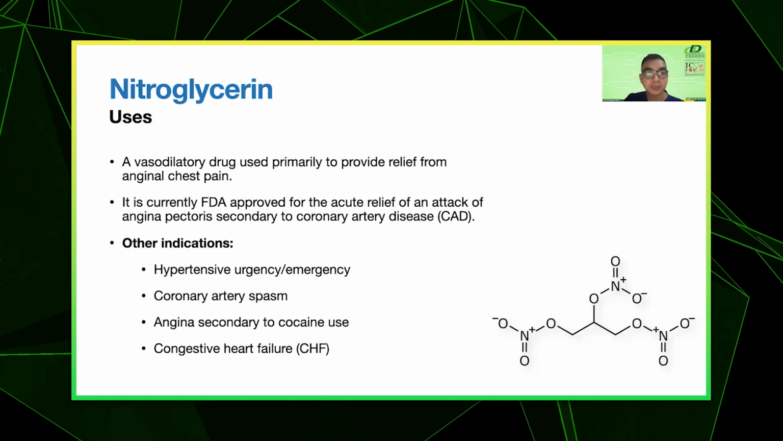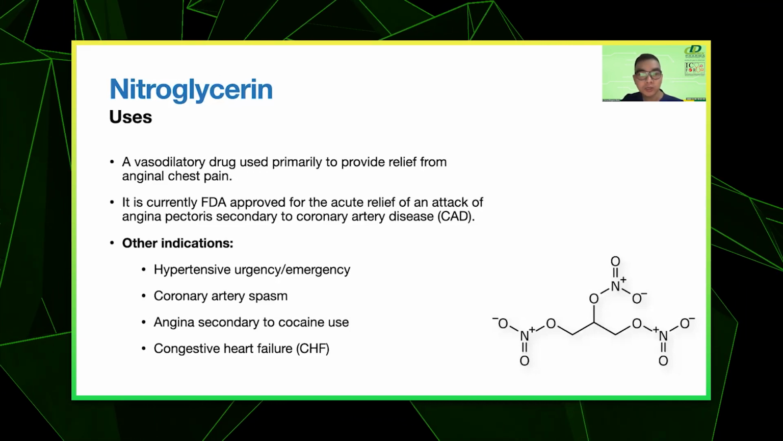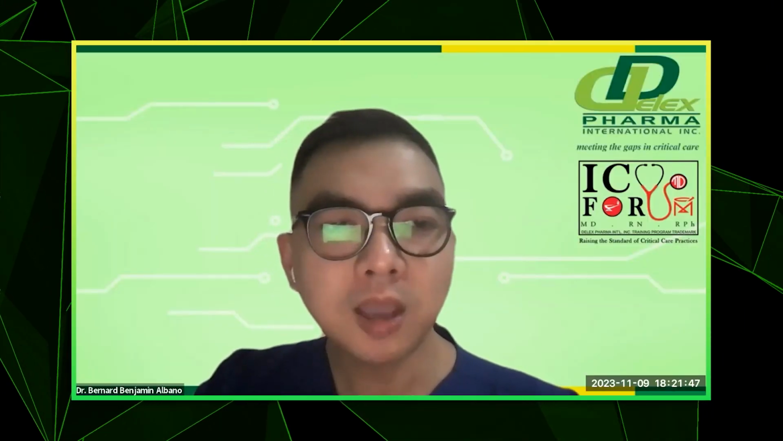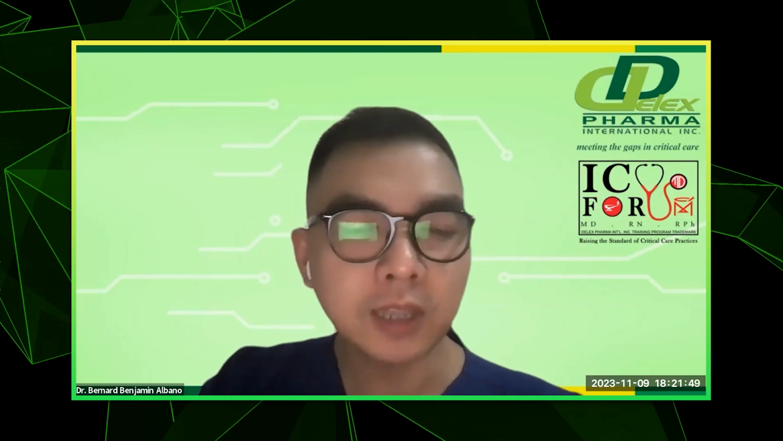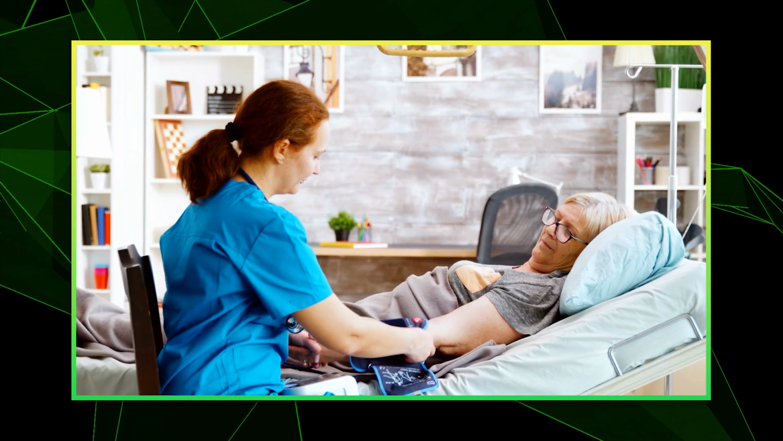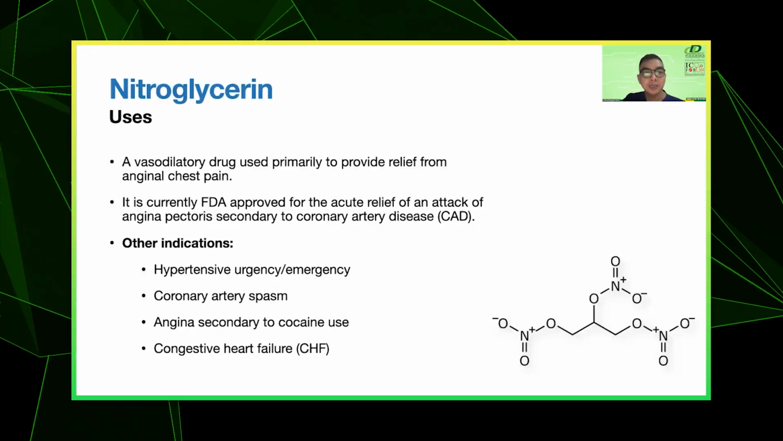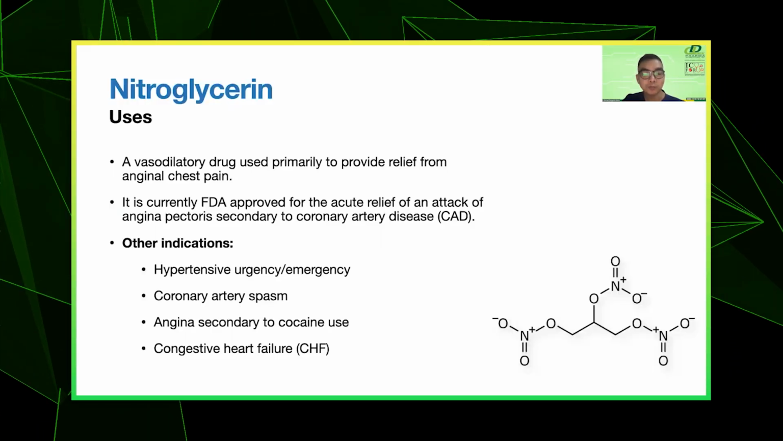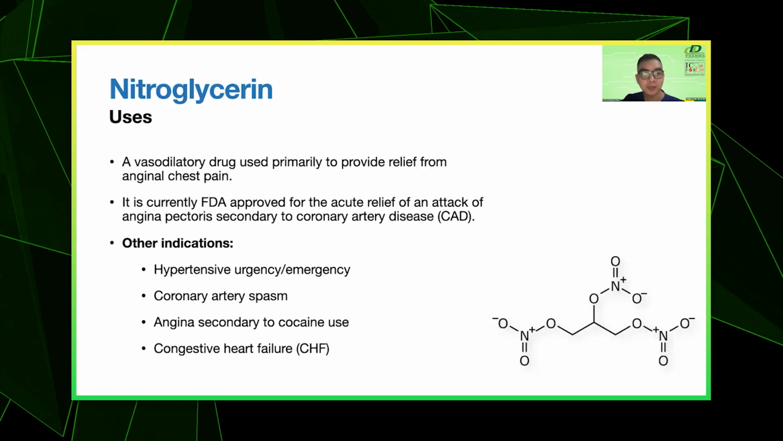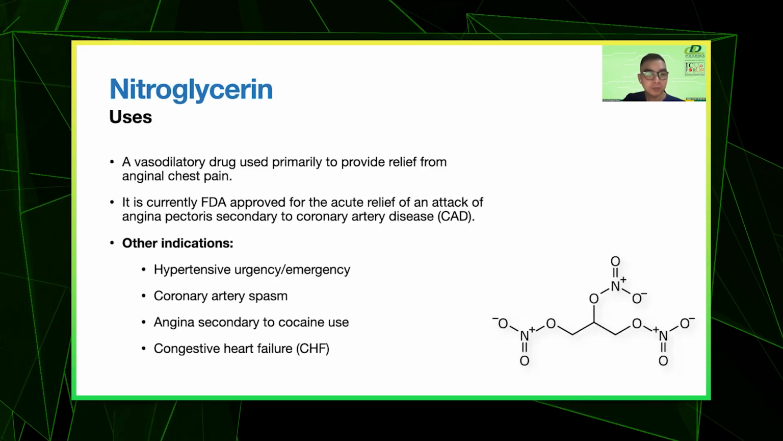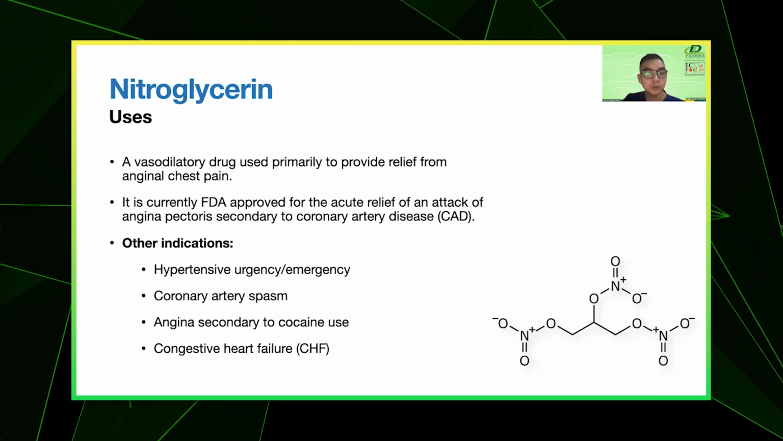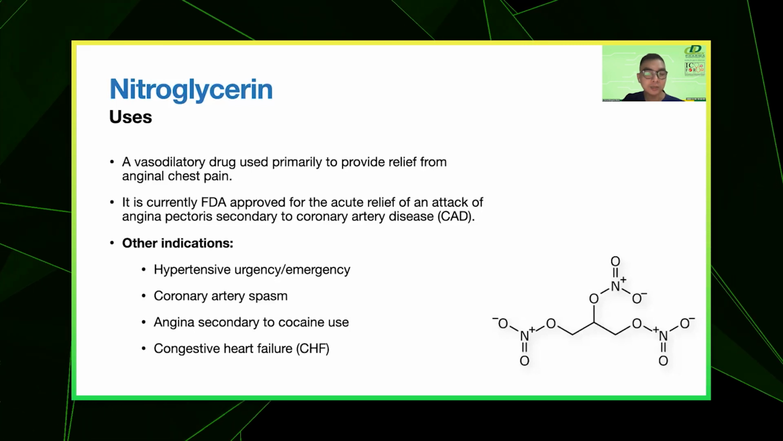anginal chest pain in the setting of acute coronary syndrome or ACS. But other indications of the use of nitroglycerin is hypertensive urgency treatment or emergency in the setting of ACS or pulmonary edema, cardiogenic pulmonary edema. Some off-label uses include the treatment of coronary artery spasm.